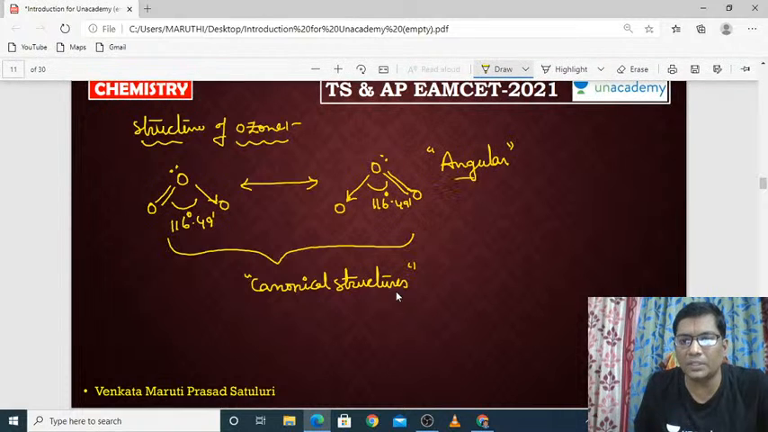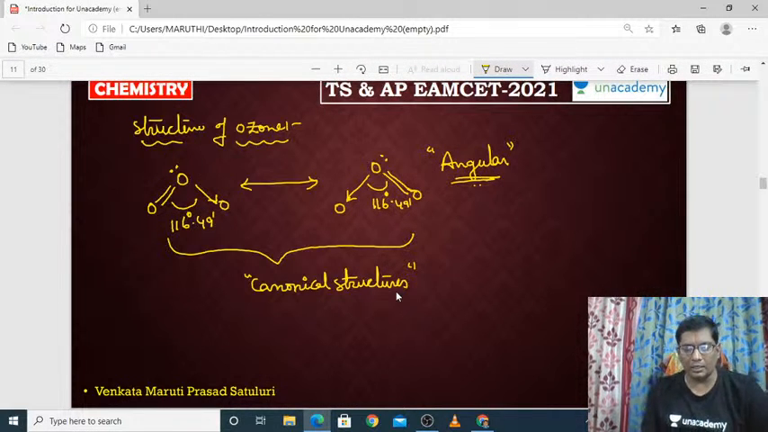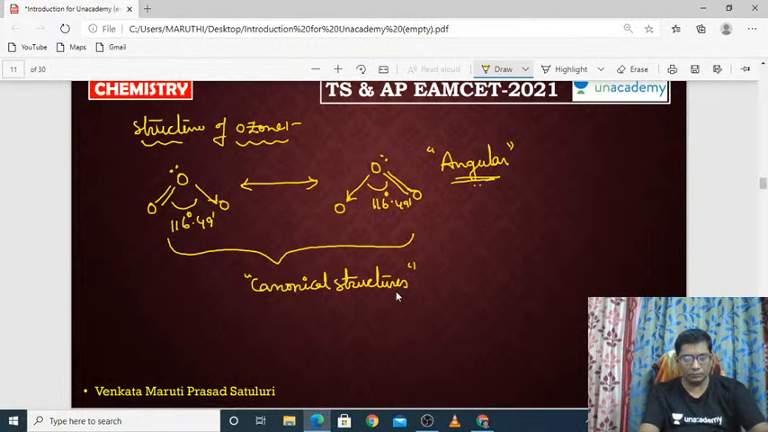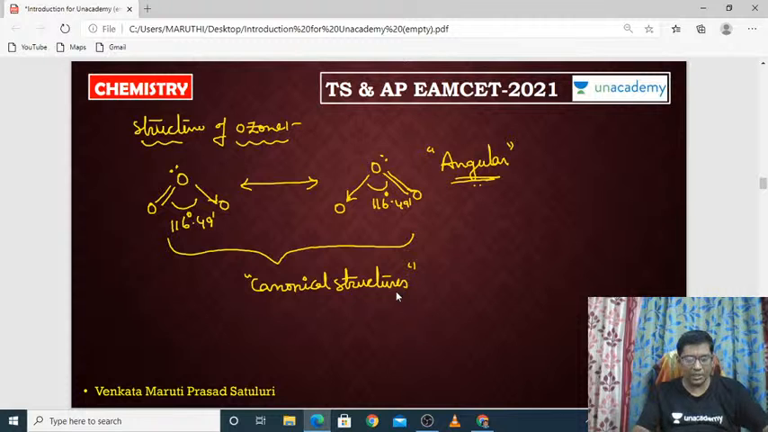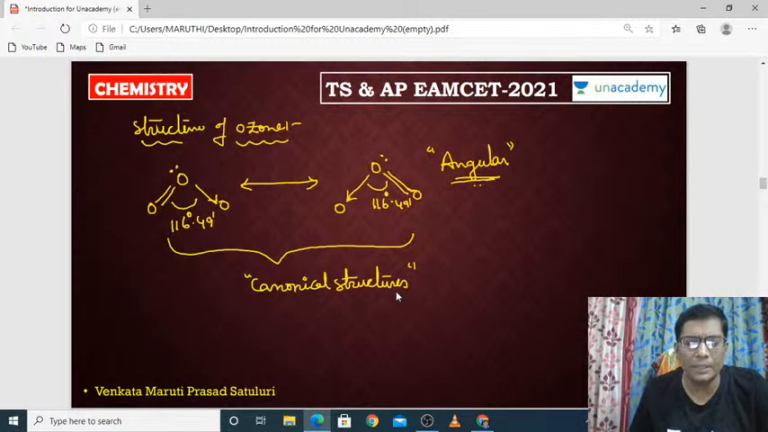What is the shape of this? It is in the shape of angular. It is in the shape of angular. Okay, very good.